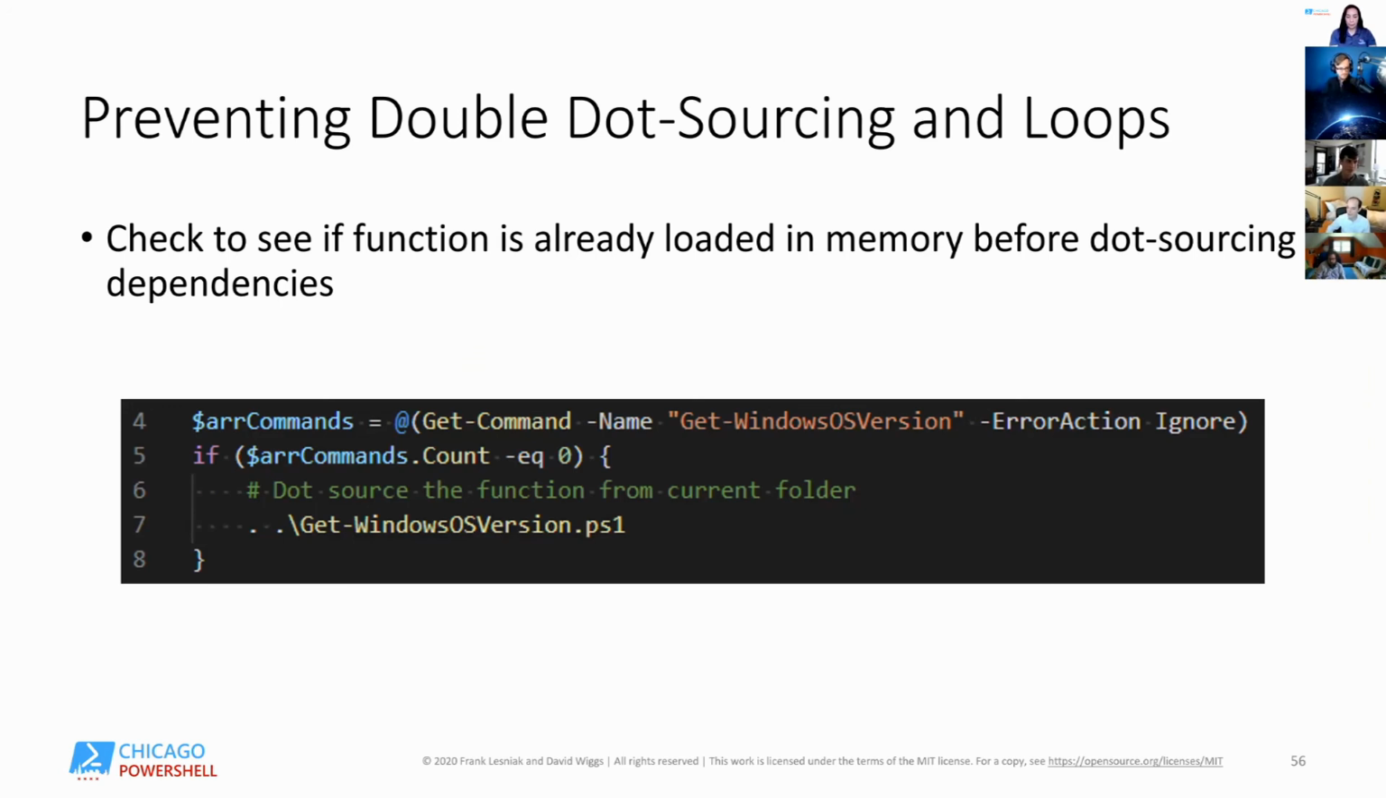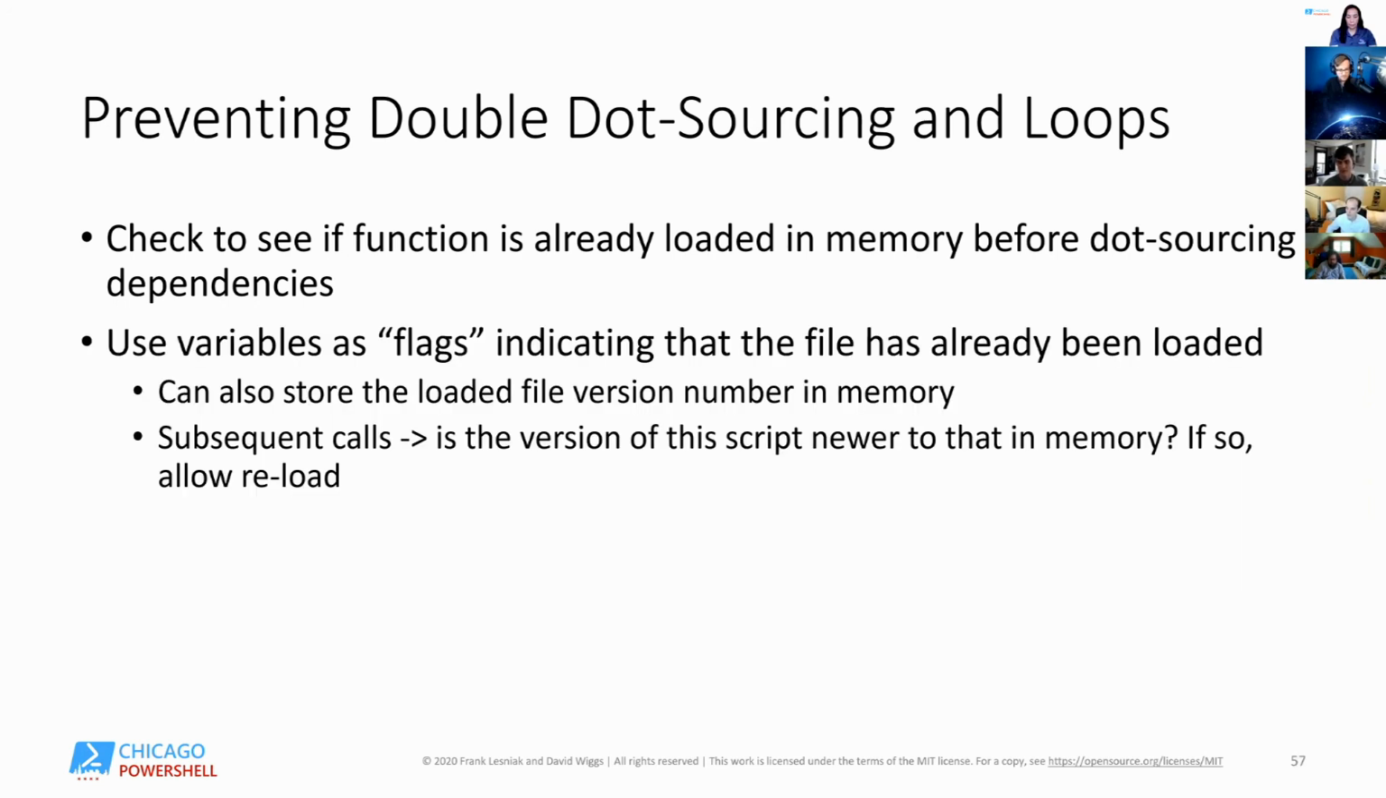And if it is, then great, I can continue on and I don't take any action. But if it is not defined, notice line 5, I'm saying if the resulting count is 0, then I'm going to go ahead and dot source the function from the current folder and get that loaded into memory. So that prevents me from double dot sourcing. This is like a proactive check. On the other hand, you can also use variable flags, this is the technique I like to use the most. So in my dot sourced file, I can actually store a flag that says, yes, I was called.